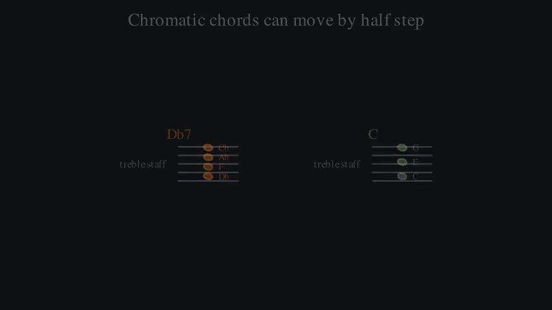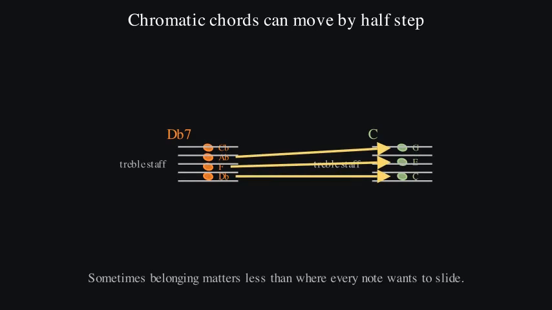Chromatic approach chords can be even more direct. Sometimes a chord is chosen because its notes slide by half step into the next chord. A flat major can slide into G. D flat 7 can slide into C. This is less about belonging to the key and more about motion. On piano, play the suspicious chord, then move every finger by the shortest path to the resolution. If the motion feels inevitable, voice leading may be the explanation.